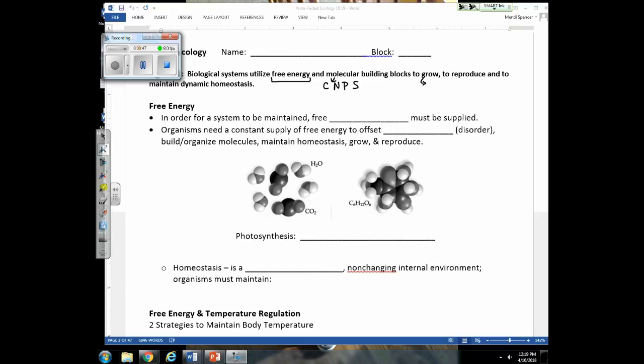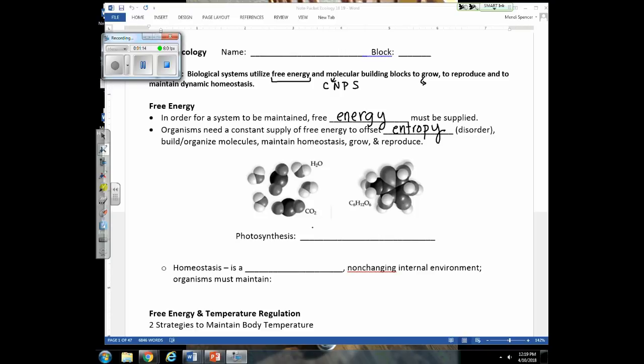Free energy must be supplied for a system to be maintained. If you think about your room, it is not going to clean itself or stay clean by its own. You're going to have to supply free energy to maintain that system or to offset entropy. A good example of a process that offsets entropy and uses free energy to do so is photosynthesis.